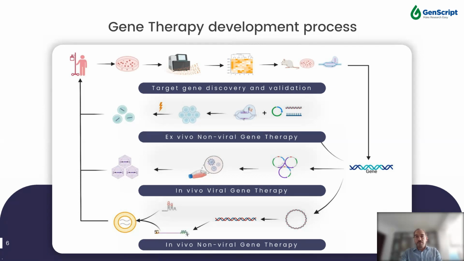So every gene therapy starts with target discovery and validation. First, a lot of bioinformatics analysis is performed, a lot of patient samples are analyzed on gene level, protein level. After that, depending on the type of therapy, there are different types of therapy that could be developed. Some are ex vivo non-viral gene therapies, also sometimes referred to as cell therapies. Others are in vivo viral gene therapies, and others are in vivo non-viral gene therapies. In this presentation, I'll focus on the bottom two, which is our tools for in vivo viral gene therapy and in vivo non-viral gene therapy.